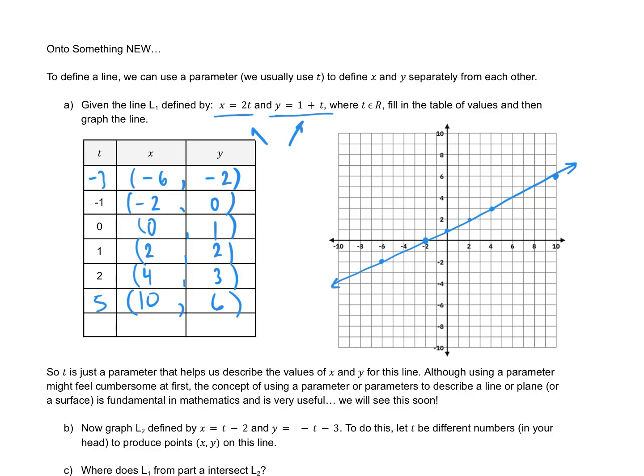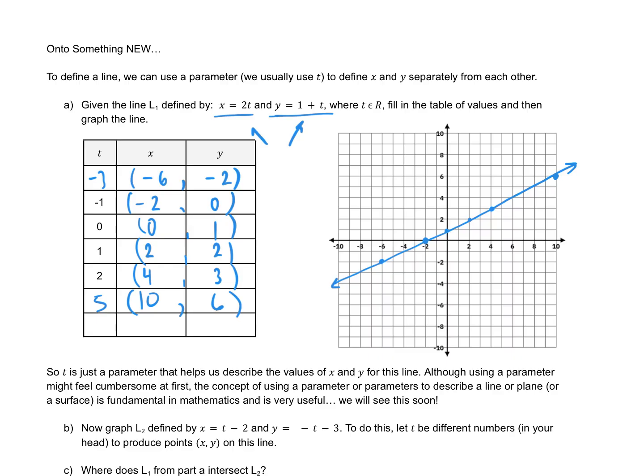So it's a different way to find points on a line. You have an equation for each of your coordinates. And these are called parametric equations because the coordinates are defined by this parameter.